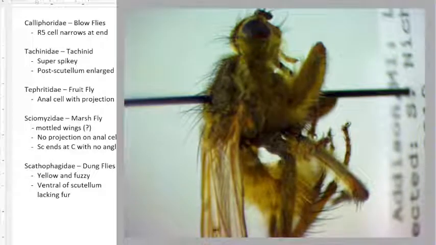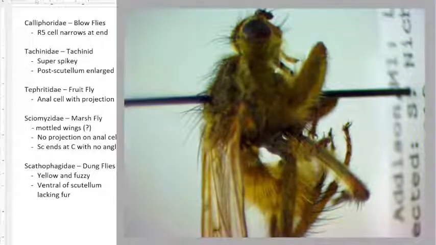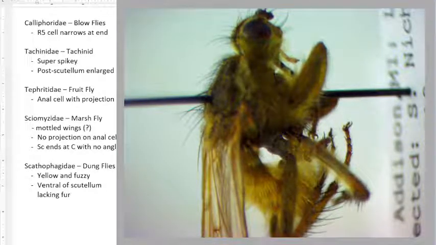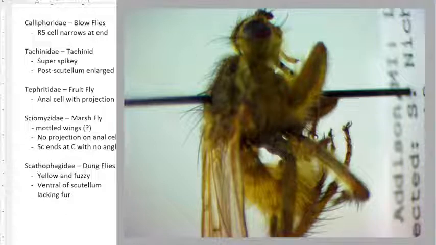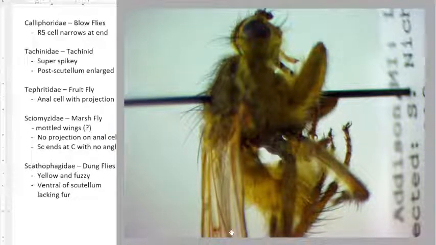Awesome. All right, so that is a dung fly. They are very much yellow and fuzzy, like bright yellow. They can be found in large numbers where they have lots of food. If you've got lots of poop for them, you will find them.